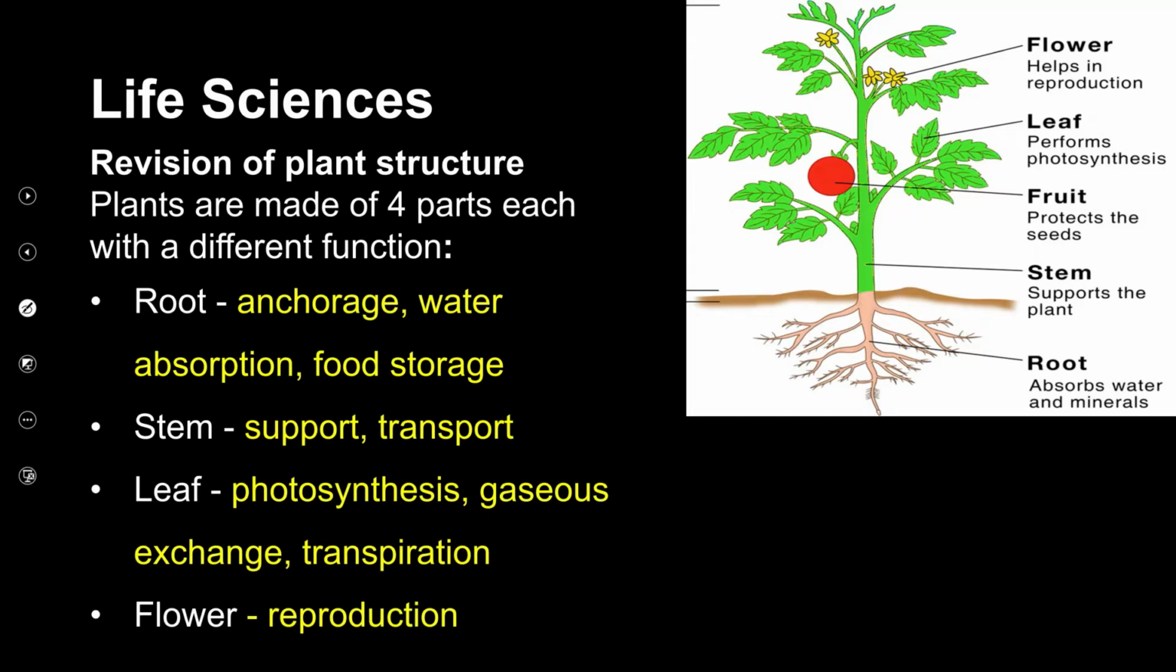To set the scene, we need to revise the structure of a plant. Right from primary school, you know plants consist of roots, stems, and leaves. And earlier on, we looked at the functions of these different parts, and we're now going to be focusing on what a leaf does. The three functions of a leaf: photosynthesis, gaseous exchange, and transpiration. And to be able to do those 3 functions, the leaf has to be specially structured so it can carry out all 3 of them. So let's have a look.